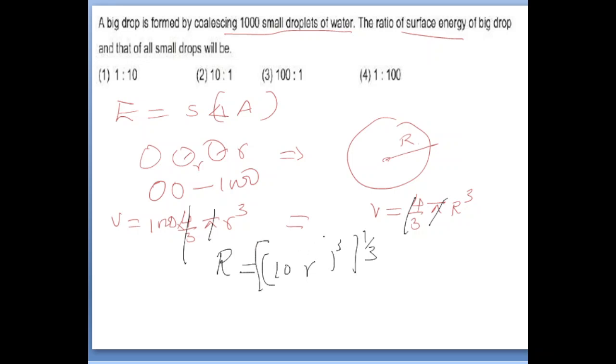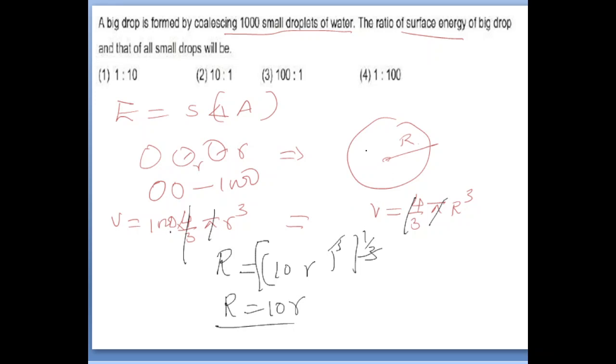I hope you understood this step. So 10 power 3 r power 3, I have written as (10 r) whole power 3, and the power 1 by 3 comes on this side. This will be cancelled. So your radius is 10 times r. Okay, that is the first step.